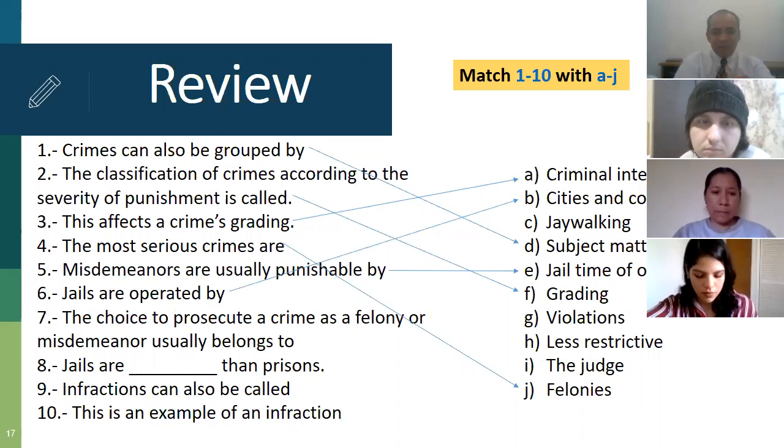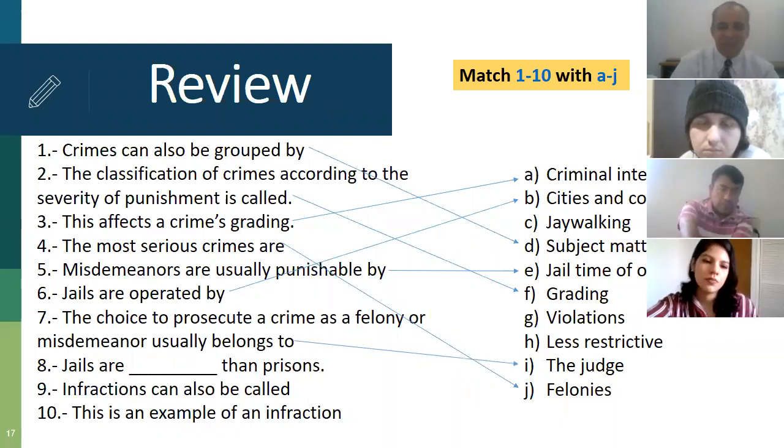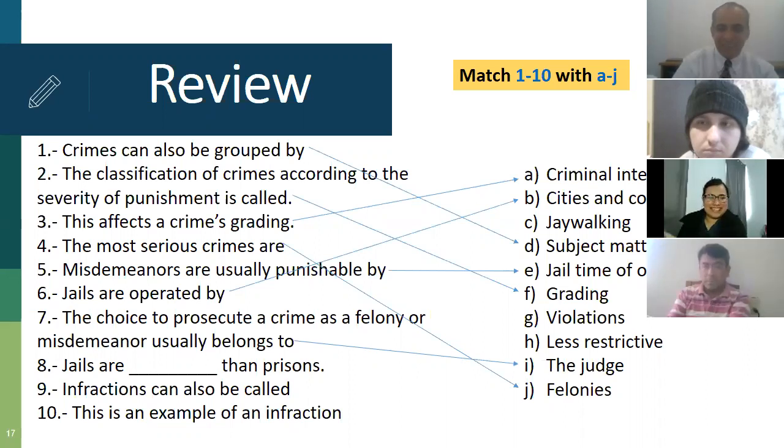Fernando, you had the answer for number 7? Yes, mister. Number 7, the choice to prosecute a crime as a felony or misdemeanor usually belongs to letter I, the judge. Exactly, the judge. Well, Anna, you have the answer for number 8? Yes, mister. I hope you can hear me because someone is passing by selling something. Jails are less restrictive than prisons. Letter H. Exactly. Letter H.